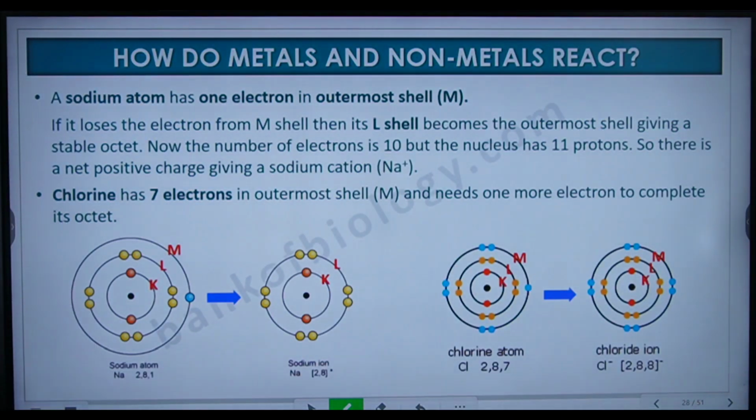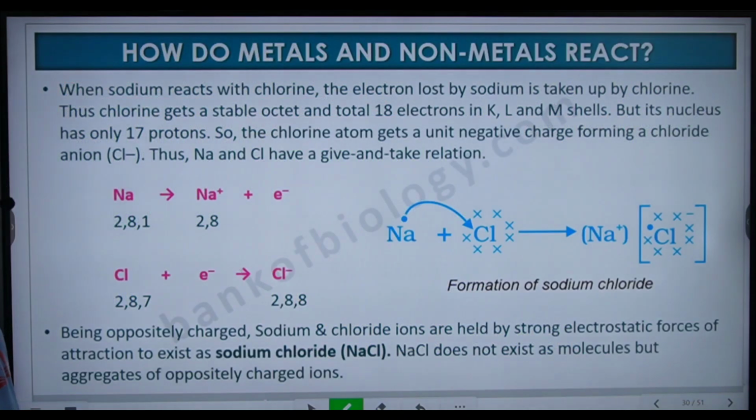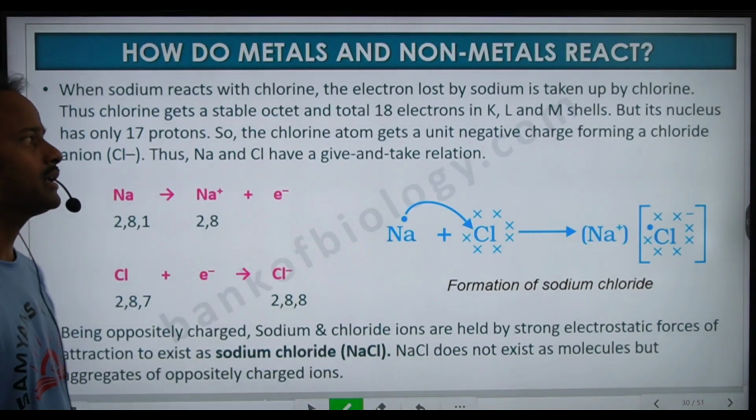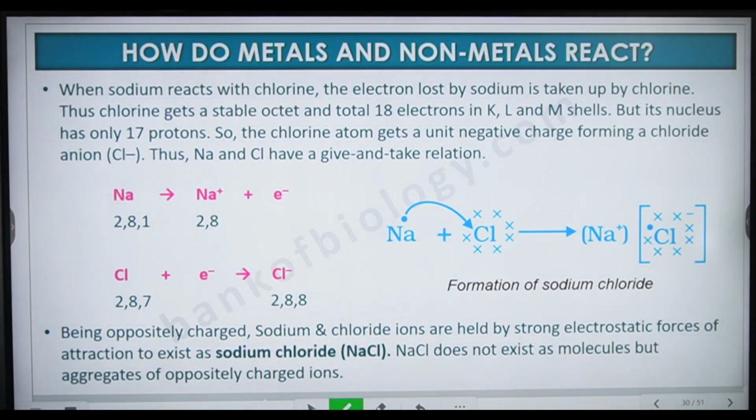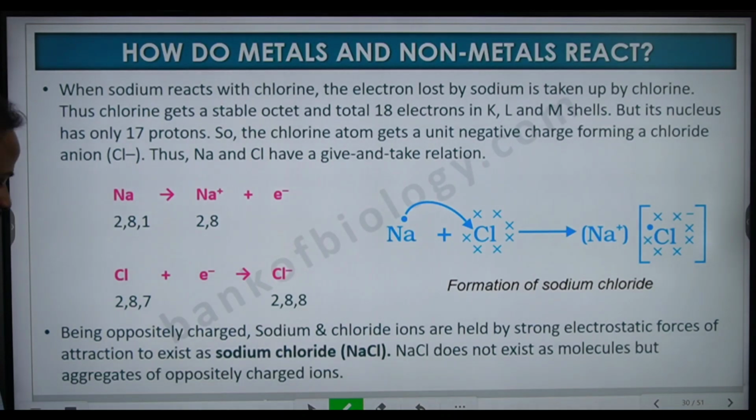Here chlorine has 7 electrons in the outermost shell and needs one more electron to complete its octet. So for that reason, when sodium reacts with chlorine, the electron lost by sodium is taken up by the chlorine. Thus chlorine gets a stable octet and a total of 18 electrons in the K, L and M shells, but its nucleus has only 17 protons, so the chlorine atom gets a unit negative charge.